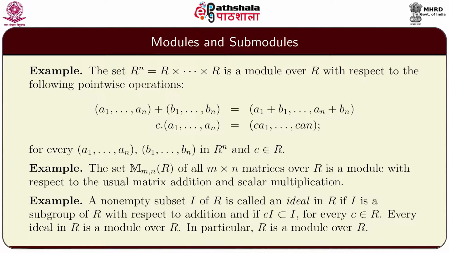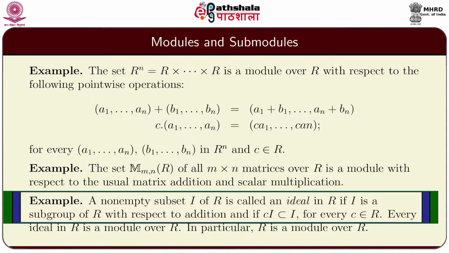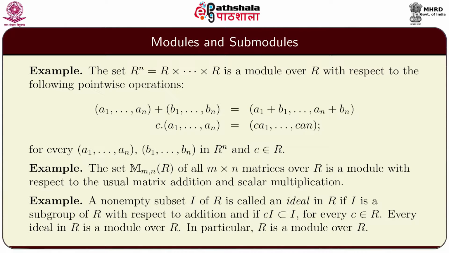Another example, a non-empty subset I of the ring R is called an ideal if I is a subgroup with respect to addition and cx is contained in I for every c in R. That means, if I take any element x from I and take cx, then that belongs to I, and this must be true for every c in R. Then every ideal in R is naturally a module over R, and in particular R being an ideal itself is a module over R.